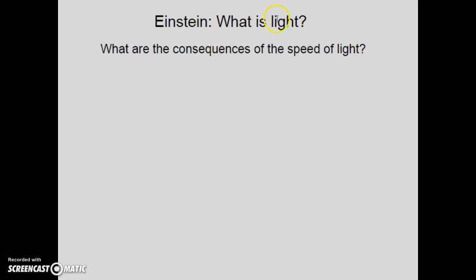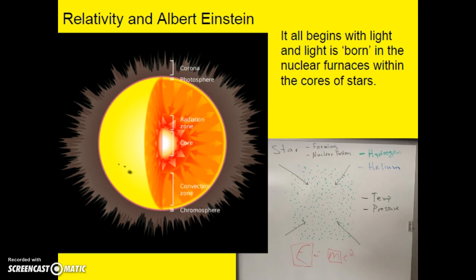Let's begin looking at Einstein and how his vision of light helped modify the world as to what light was and the consequences of the speed of light. So we've got to start off by looking at where light comes from, and it really comes from the core of stars. It all begins with light, and light is born in the nuclear furnaces within the cores of stars.